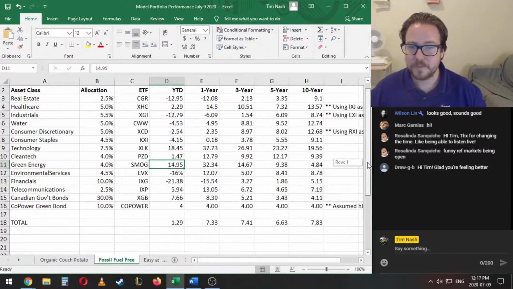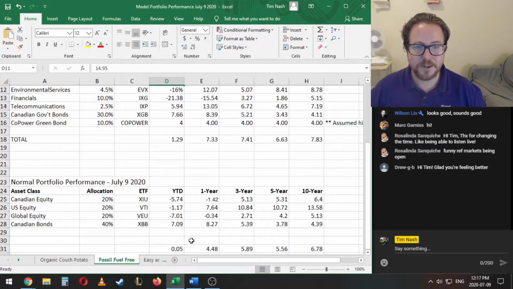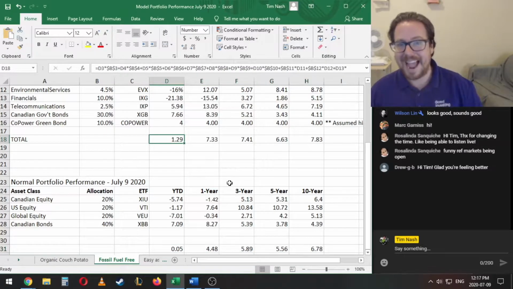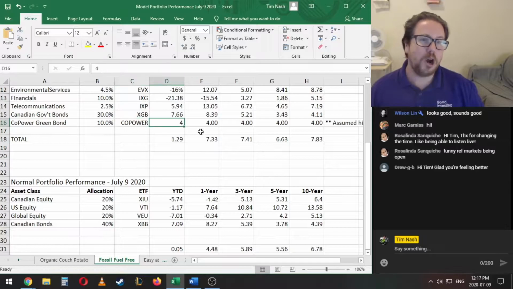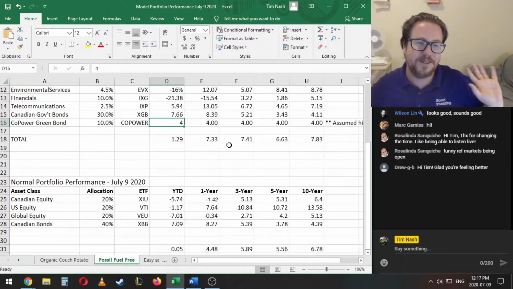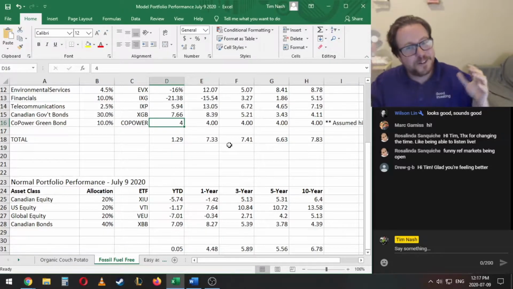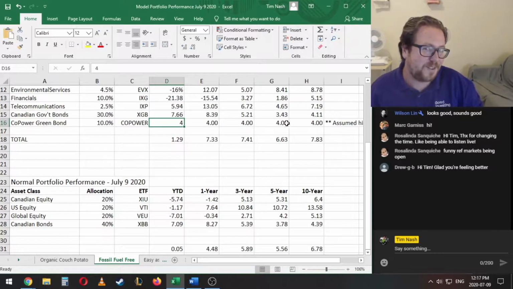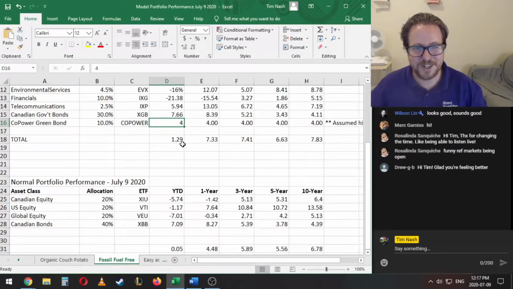So again, if we look at our standard benchmark here, our normal portfolio performance, you can see that the fossil fuel-free portfolio has outperformed. With CoPower, I did lower it. Historically, they did offer 5%. With this one, I was like, let me do the offering that they have right now, which is 4%. So I just did knock it down a little bit there. I could probably do 5% for the historic ones, but I wanted to err on the side of caution here.